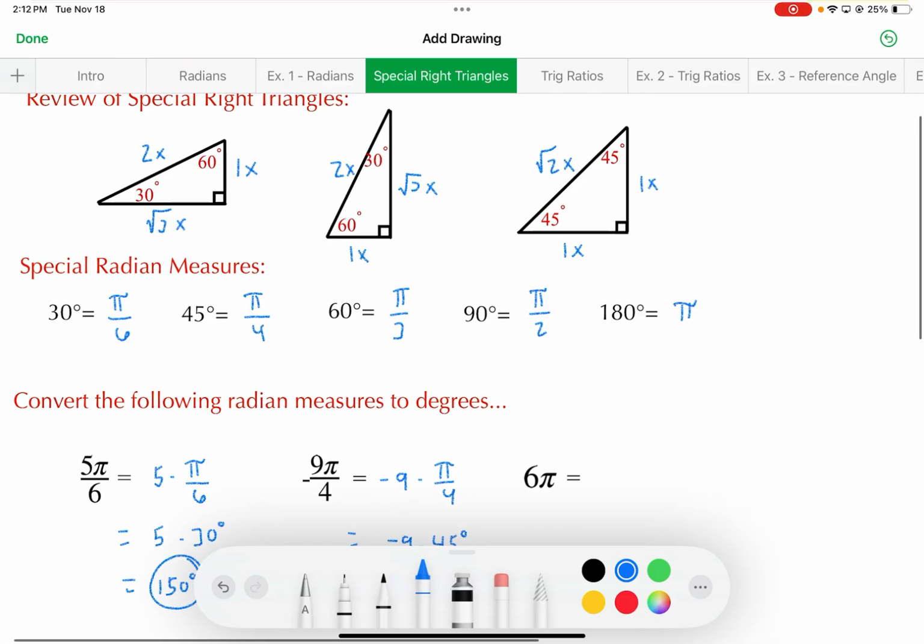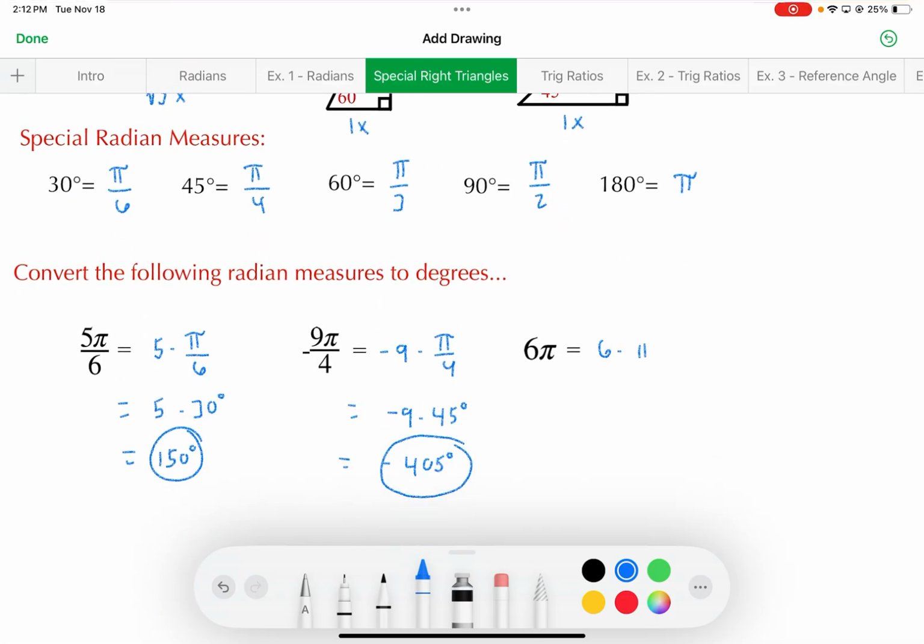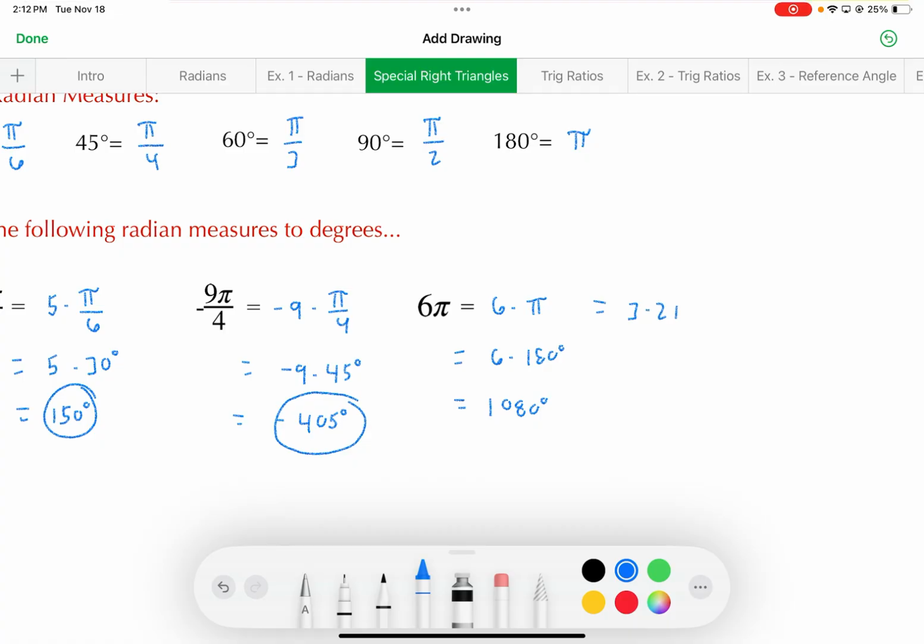Okay, 6 pi, I could think of that a couple ways. 6 times pi, or 6 times 180, which would be 1,080 degrees. Couldn't I also treat it like 3 times 2 pi? Which is 3 times 360, which is still 1,080, either way. So I would recommend taking an approach like that when the radian measure has a factor in it of one of those special radian measures up above.